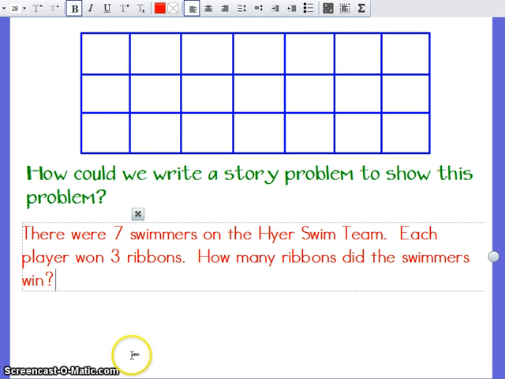Okay, so this is my story problem. Notice I have 7 groups of 3. There were 7 swimmers on the swim team. Picture that in your mind. Picture 7 people. Each player won 3 ribbons. So how many ribbons did the swimmers win? So the answer to that problem would be 21.